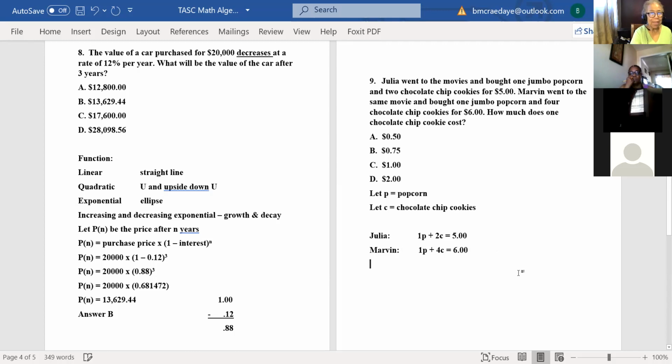Now, you've got 2 equations and 2 unknowns. How do you solve this? Okay, Marvin has 1P.